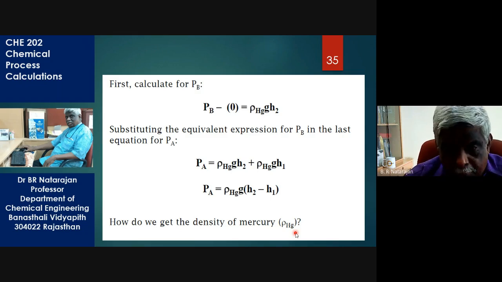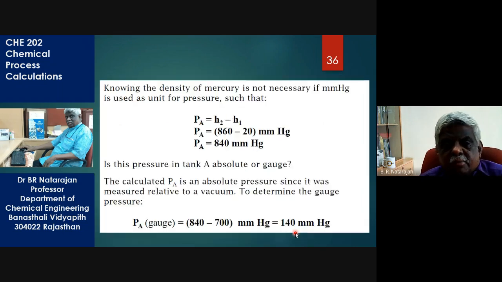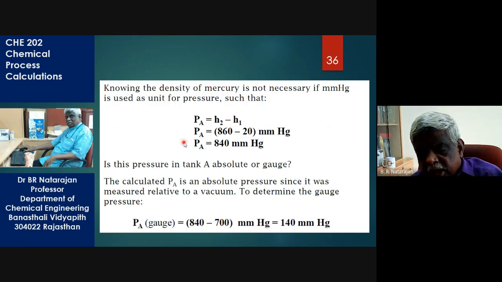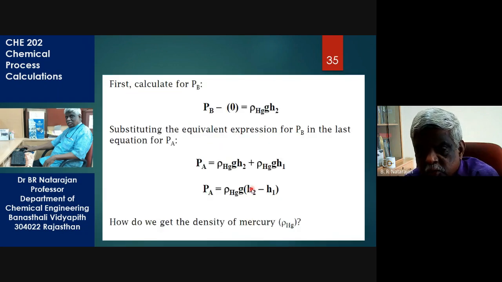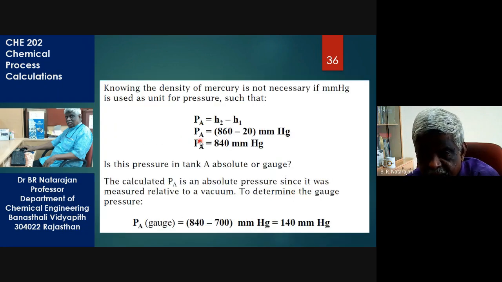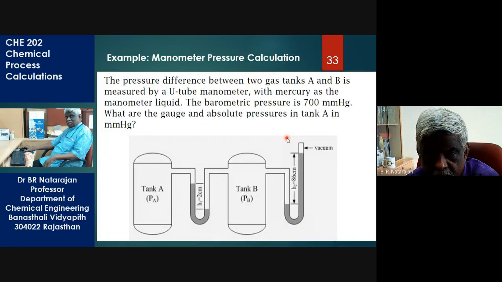So this is about pressure measurement, manometer and barometer, etc. How do we get the density of mercury? Knowing the density of mercury is not necessary if millimeters Hg is used as the unit for pressure, so that PA is actually h2 minus h1. PA is 860 minus 20 millimeters mercury. So this is 700.